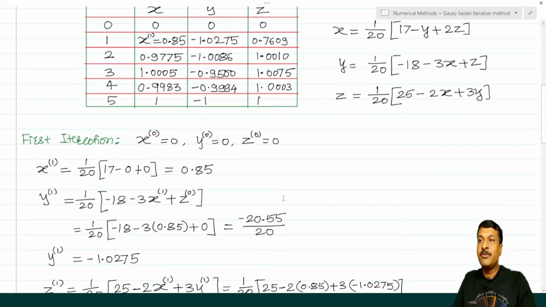So here you can see if we restrict ourselves up to 2 digits, when we are doing the calculation I will take 4 digits, but for the answer I will restrict myself to 2 digits. So it is the same: 0.99 means 1, minus 0.99 means minus 1, and here 1.00 means 1. So it is the same answer I am getting. So you can conclude your answer is 1, minus 1, 1.